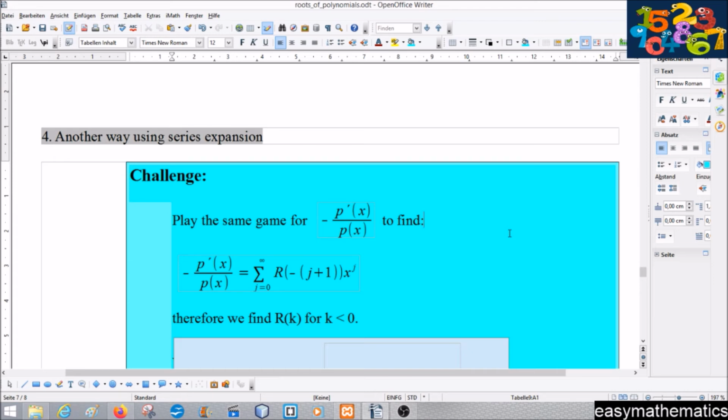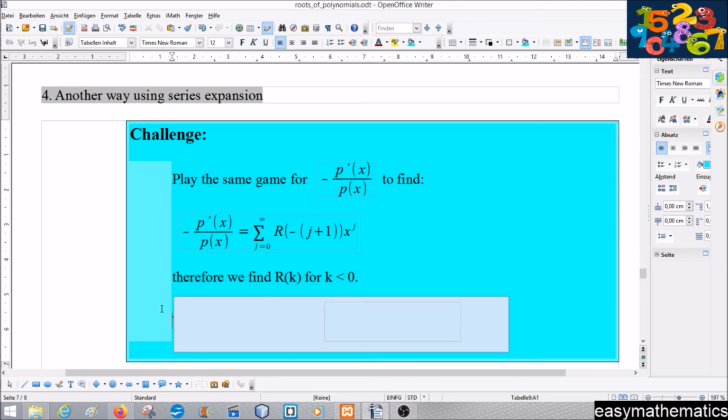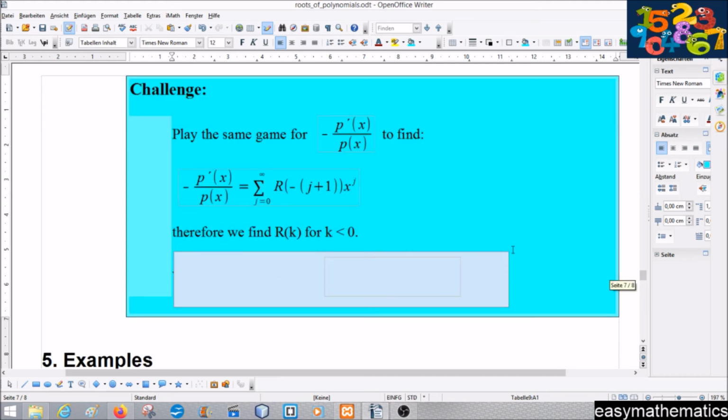And the second challenge for today is to play the same game for minus p prime over p to find the following sum. This is the sum from j equals 0 up to infinity of r of negative j plus 1 times x to the power j. So this is the Taylor series at x equals 0, and this time the coefficients give us all the reciprocals, or the negative powers.